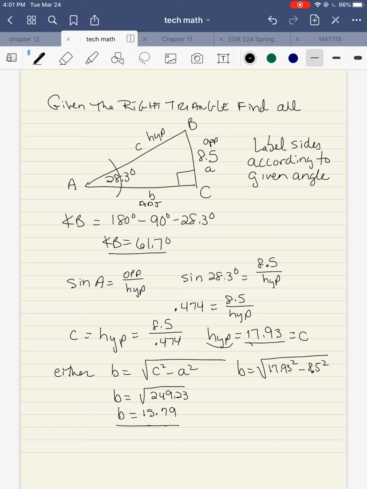You can always remember as an error check that the hypotenuse length is always the biggest length, just in case you make a math mistake.